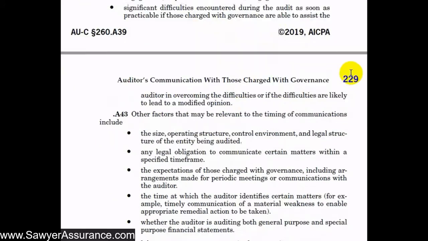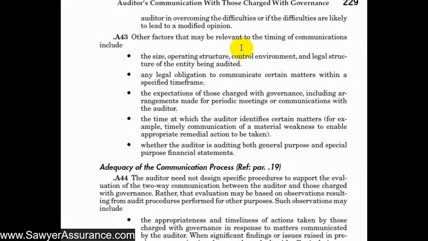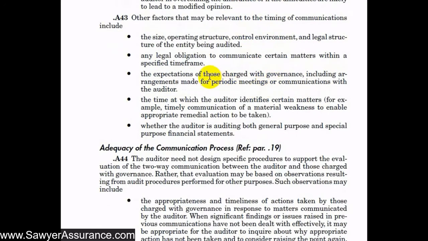when they could have potentially helped us resolve the issues long ago. And other factors that might be relevant to the timing of the communications include the size, operating structure, control environment, and legal structure of the entity being audited. So is it a complex entity or a small company? Any legal obligation to communicate certain matters within a certain specified time frame. Of course, if we need to communicate within a certain time, then that solves our dilemma of the timing that we need to communicate. Expectations of those charged with governance.